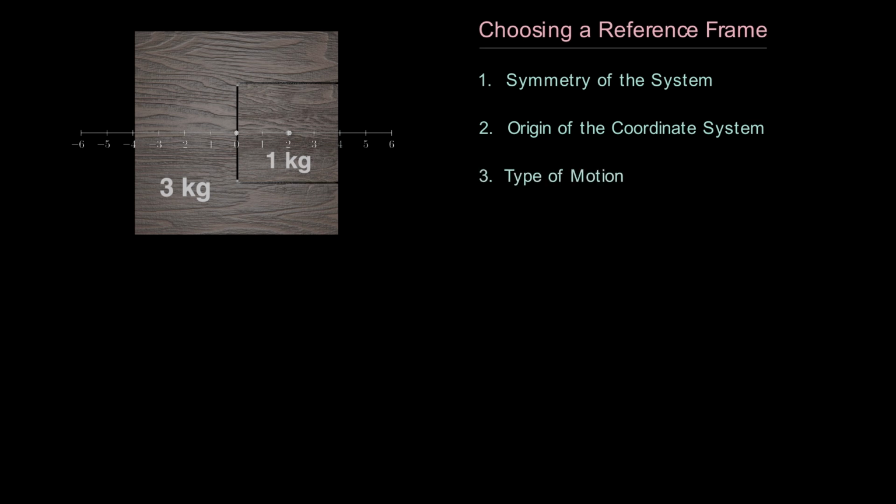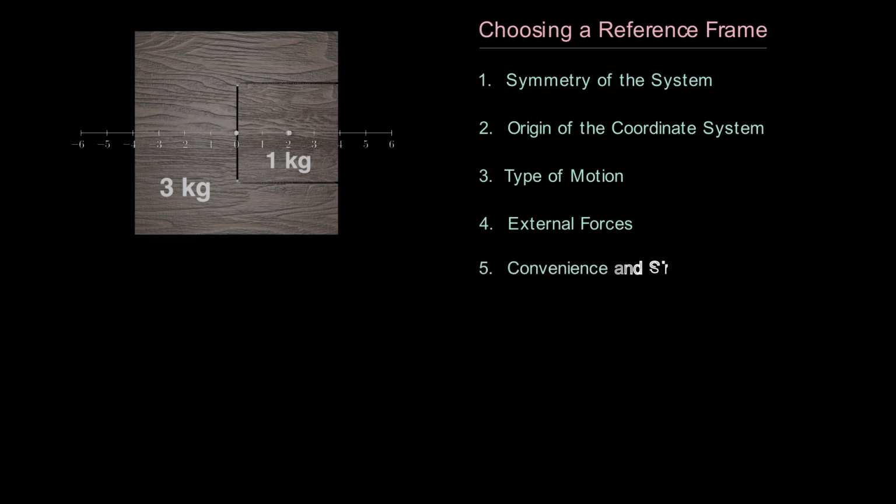Type of motion. If the system involves moving objects, selecting a reference frame in which one or more of the objects are at rest can simplify the analysis. External forces. Consider whether external forces act on the system, and how these forces might affect the center of mass. In some cases, an inertial reference frame, one that is not accelerating, might be preferable.